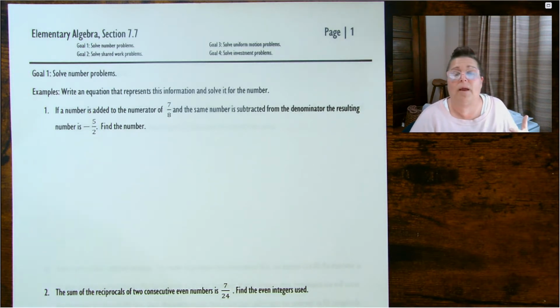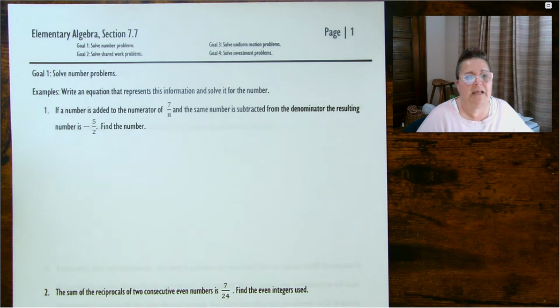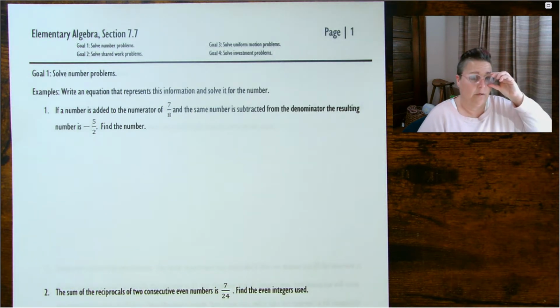That's a number problem, meaning we're only giving descriptions in terms of numbers. We're not actually doing an application, but rather we're attempting to find some number or numeric value. The first problem says, if a number is added to the numerator of 7/8 and the same number is subtracted from the denominator, the resulting answer or number is a negative 5/2. We're going to find the missing number.